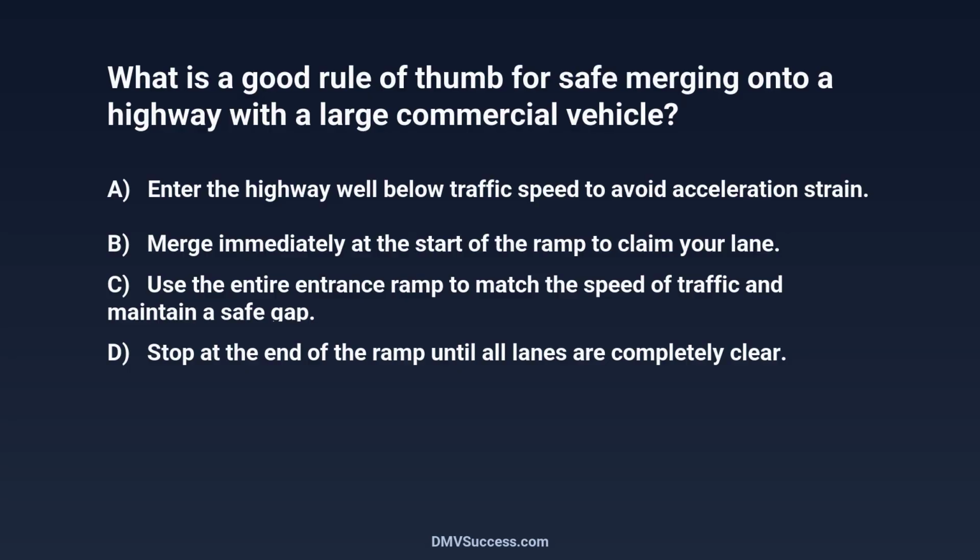What is a good rule of thumb for safe merging onto a highway with a large commercial vehicle? A. Enter the highway well below traffic speed to avoid acceleration strain. B. Merge immediately at the start of the ramp to claim your lane. C. Use the entire entrance ramp to match the speed of traffic and maintain a safe gap. D. Stop at the end of the ramp until all lanes are completely clear.